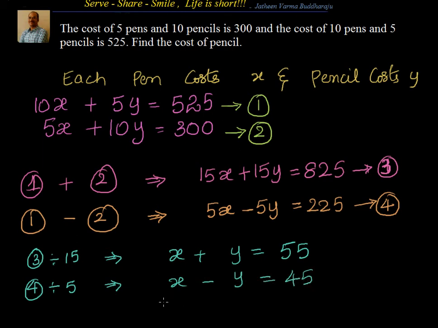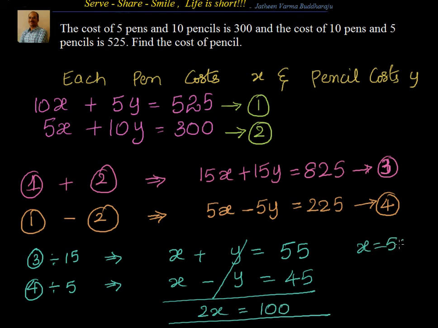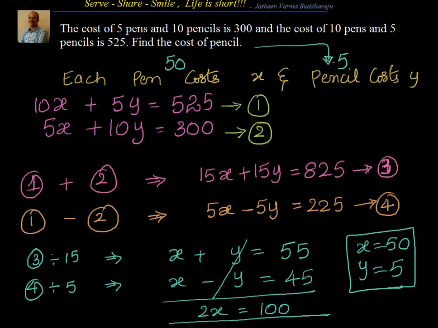Now this makes our life very easy because we have transformed the equations given to us, which were a little bit complicated, into very, very simple ones. Now you can add them and say 2x equal to 100. That will give you x equal to 50. You know x minus y is 45 and x plus y is 55. To satisfy that, y should be equal to 5. So the cost of each pen is 50 and the cost of each pencil is 5. We are interested in the cost of the pencil, so the cost of the pencil is 5 rupees.